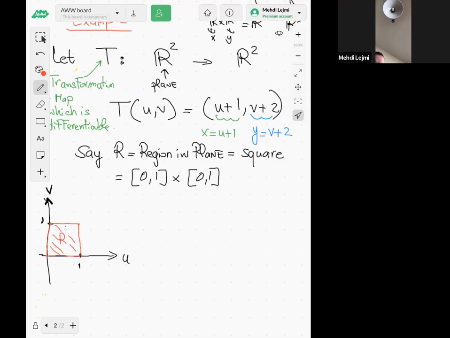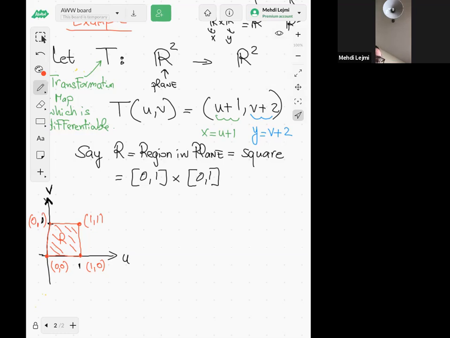Okay, that's my region. That's a square, right? Now, the vertices of the square. This is the origin, of course, (0, 0). Here, this is (1, 0). This vertex here is (1, 1), and this vertex here would be (0, 1). Right? So let's see what happens to the vertices under the transformation T.